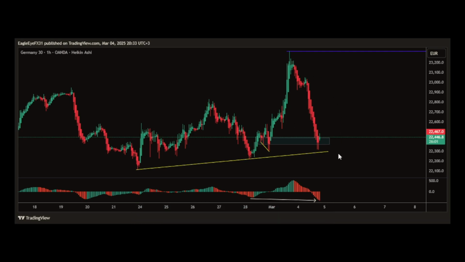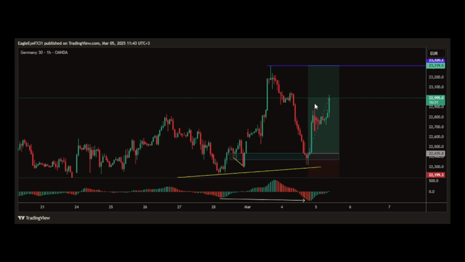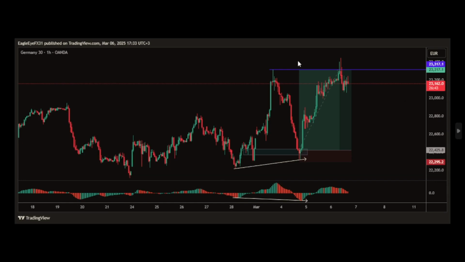So this is how the trade started. I was looking to buy, and you can see we entered and the market just shot up around 1.2%. Then it went on and on. You can see this is where our take profit was, and finally you can see our setup was actually completed. So let me go to the charts and show you the whole idea behind this trade.